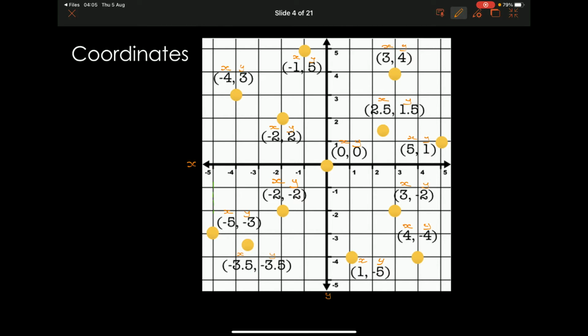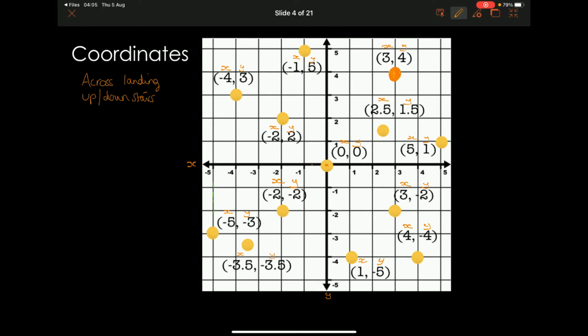Okay, so let's start labeling a few points. First of all, let's label this point up here. What you need to remember is that we have to go across the landing to write down your x-coordinate, and then up or down the stairs to write your y-coordinate.